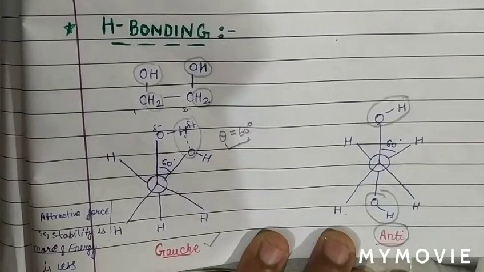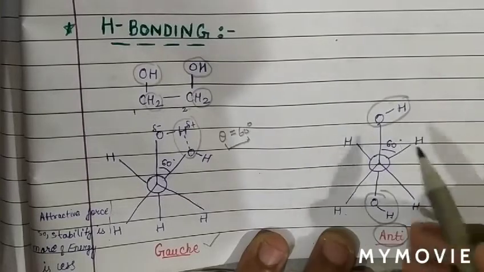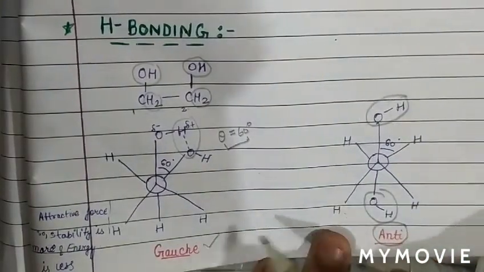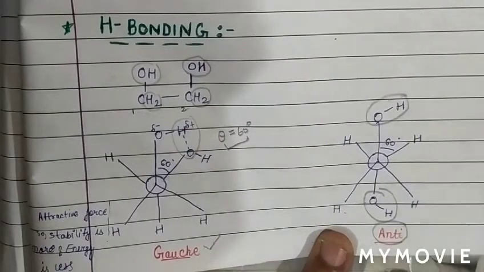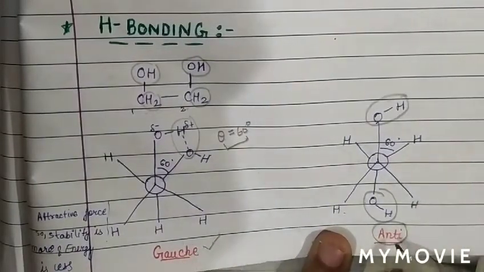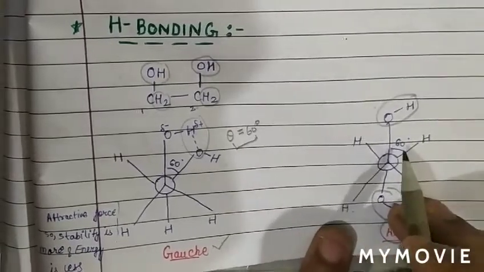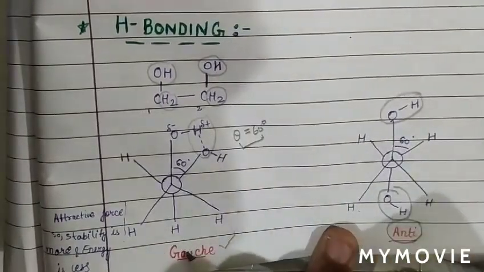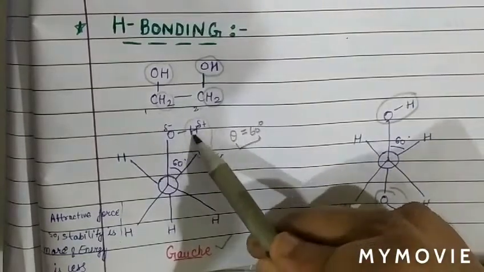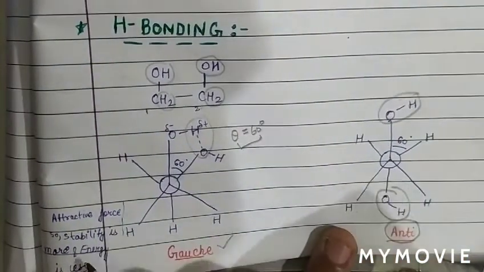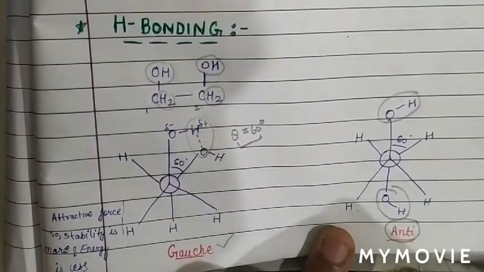In ethane, anti form is the most stable form. But here we can see the gauche form is more stable than the anti form. Why is gauche form more stable than anti form? Because in gauche form there is formation of intramolecular hydrogen bonding. So due to intramolecular hydrogen bonding, stability is more and energy is less.